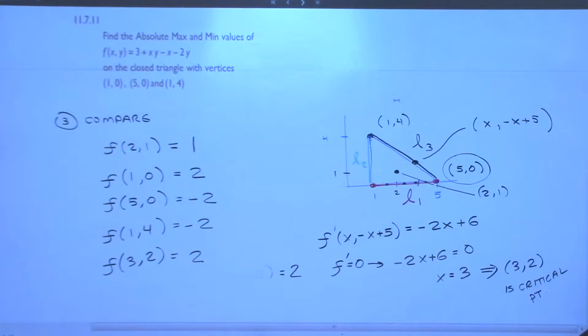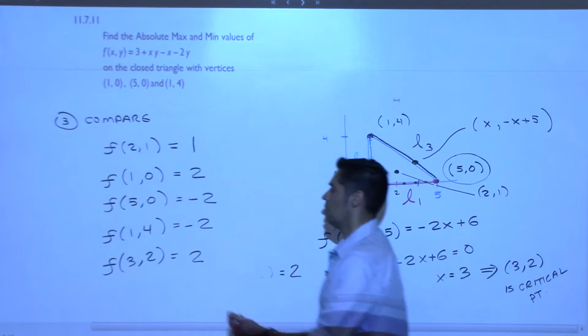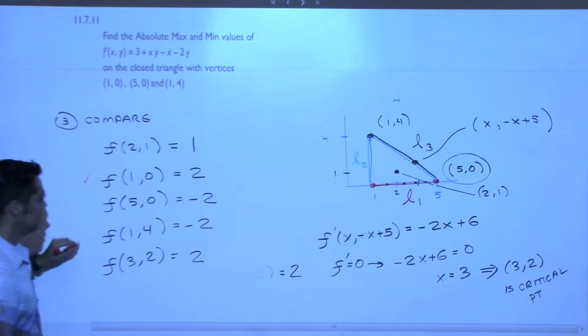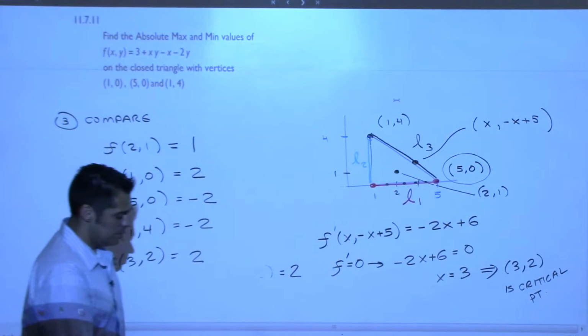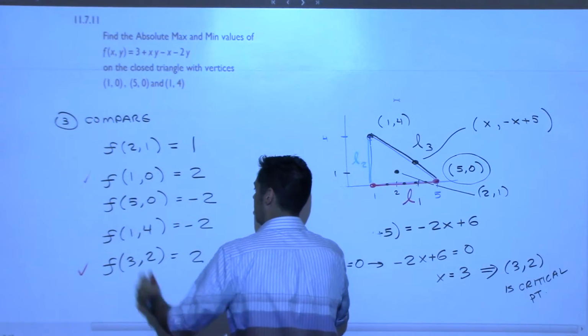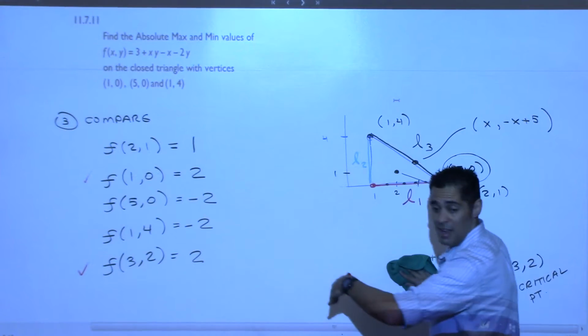No questions? What is the maximum value of this function on this closed bounded set? 2. The maximum value is 2. Where does it happen? Here and here, right? At two places we have the absolute maximum occur. Where does the absolute minimum occur? Two different places, right? The value is -2.